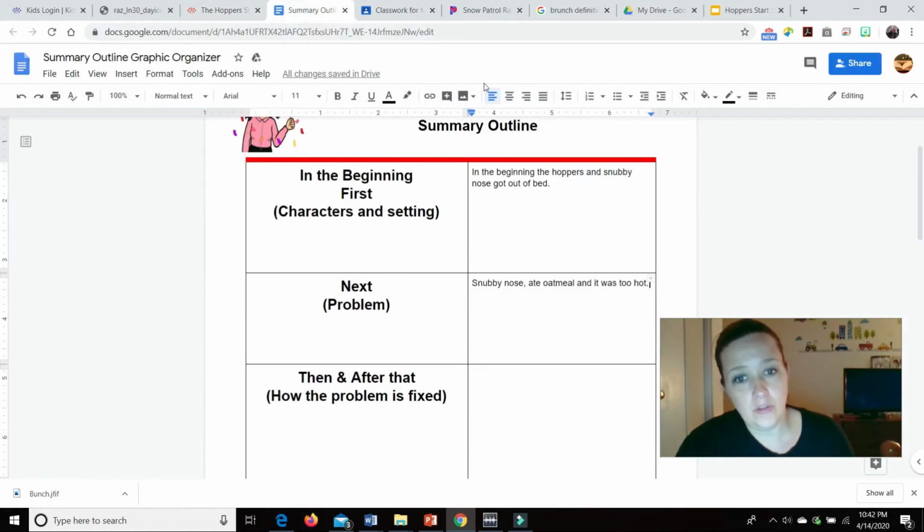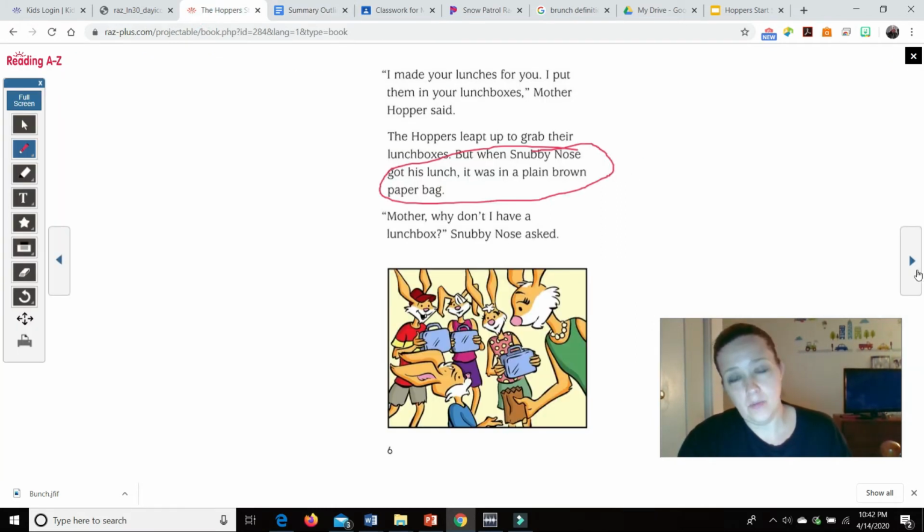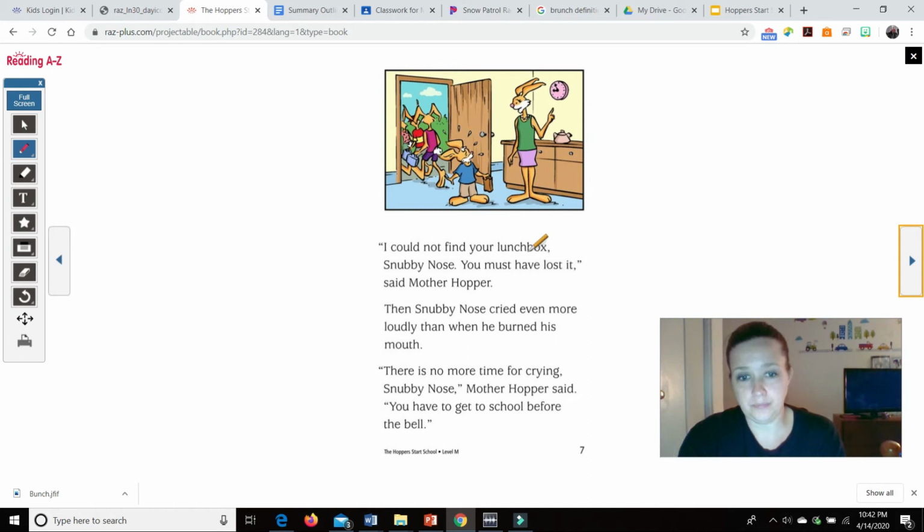So that is also a problem. Snubby Nose ate oatmeal. It was too hot. He did not have a lunch box. So we've got all sorts of problems here. So he couldn't find his lunchbox and he cried even harder. Okay, so things are not going great for Snubby Nose. Let's see if there's any other problems. Mother Hopper says you have to go to school before the bell.